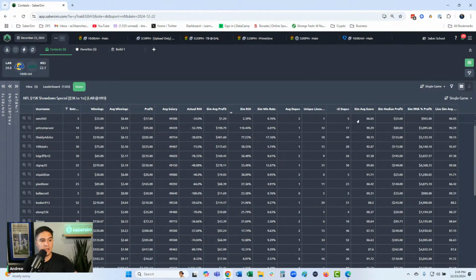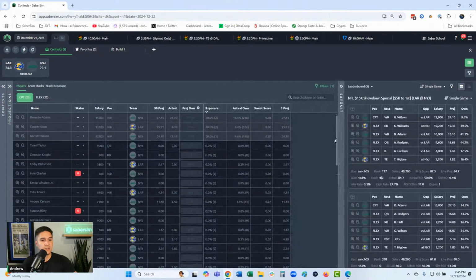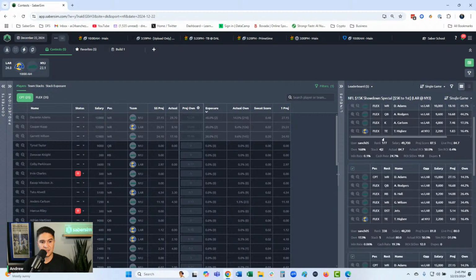86 sim average score. Okay, well, that's not so different from KD Griffin, right? 2 average dupes, same as me. They had a lot more lineups, but their sim average score is 87.3. So like 1.3 sim average score lower. Giant Beer is right next to me too. So I'm actually kind of surprised I'm so low here. What's wrong? All right. 87 projection, 0.4 sim ROI, 1 dupe. Oh, okay. I think I might know what this is about. I think.